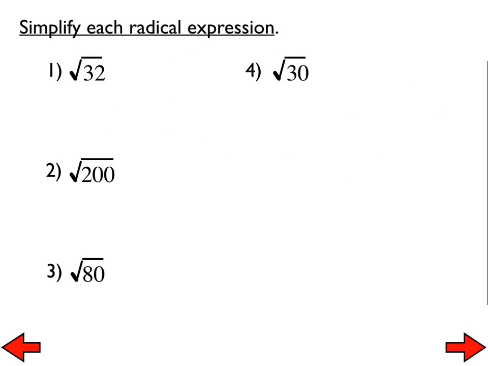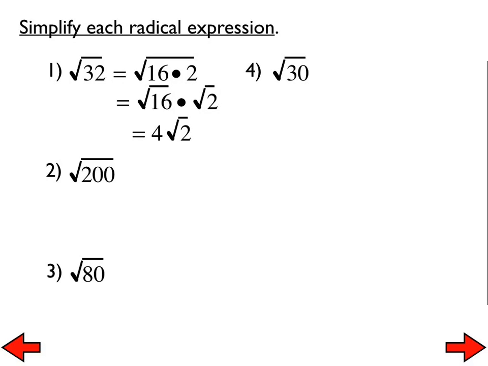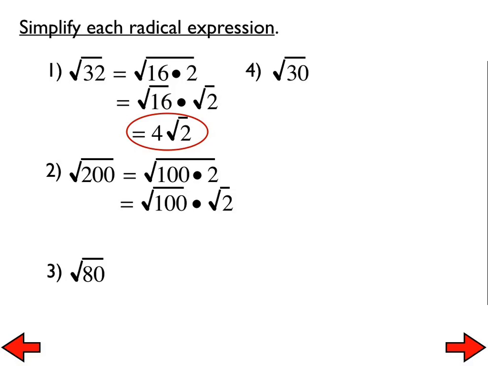You're trying to break each of these up into numbers that will multiply together. In other words, they're factors of the number such that one of them is the largest perfect square that will go into it evenly. So 32, we can break that up into the square root of 16 times the square root of 2. 16 times 2 is 32, and 16 is the largest perfect square that goes into 32 evenly, and that simplifies to 4 square roots of 2. Number 2, same idea. The largest perfect square that will go into 200 is 100. So we break that up into square root of 100 times the square root of 2, and that simplifies to 10 square roots of 2. Any questions with regards to number 1 or number 2?